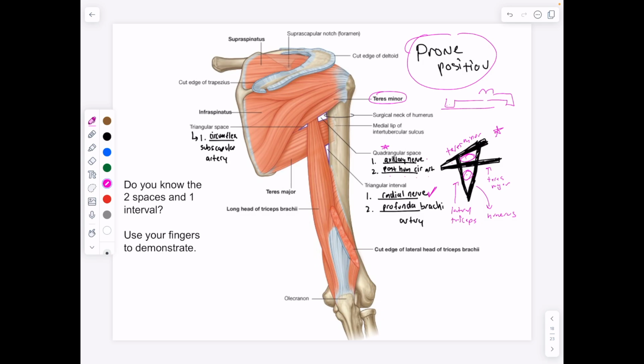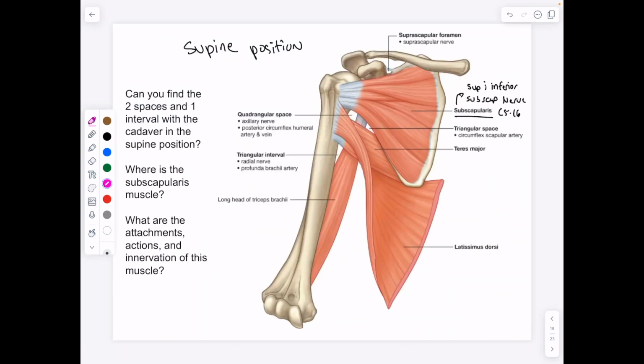Okay, then we have over here the triangular space, which is right here in our diagram, and that one's pretty easy. It's only the circumflex scapular artery, which is going to deliver blood to the subscapularis muscle. So if we flip over, you have the same situation.